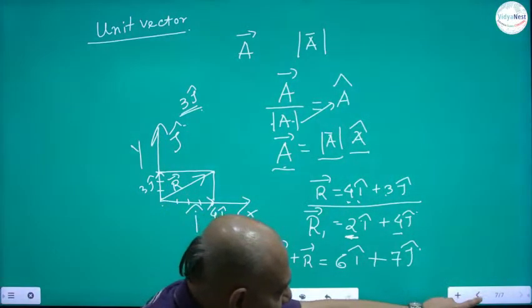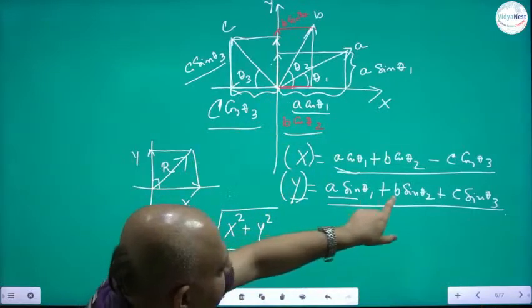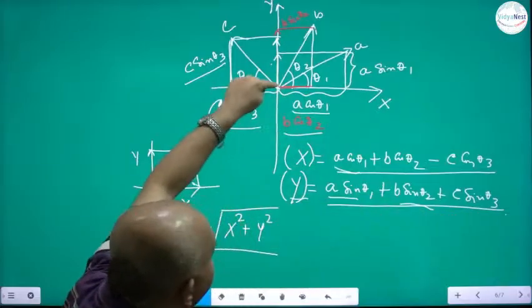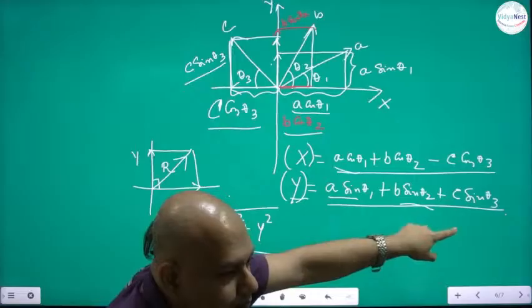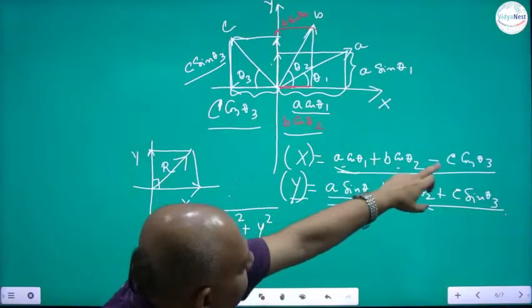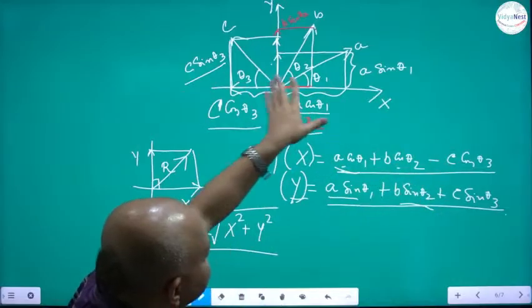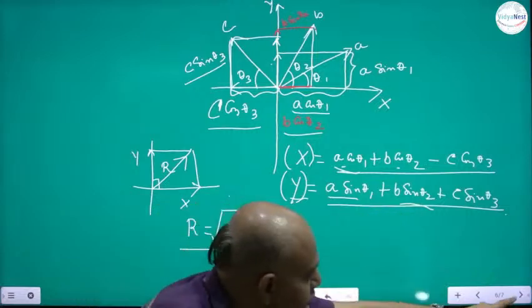Just like the previous one, you can see y means a sin theta 1, b sin theta 2, c sin theta 3, but actually we added all the y components. For x, a cos theta 1, b cos theta 2 minus c cos theta 3, just added plus or minus all the components along the x-axis. Here also we are doing the same thing.